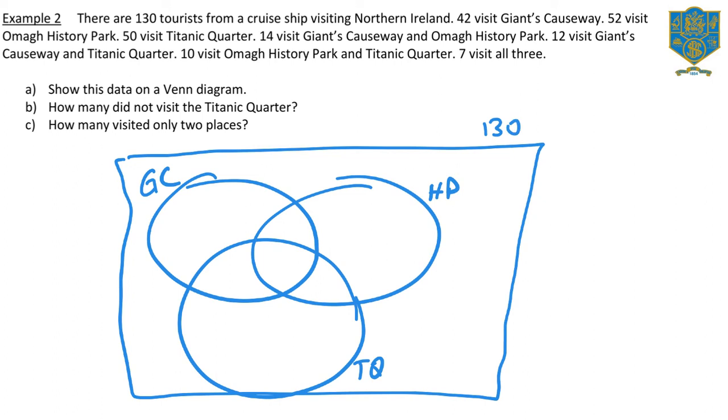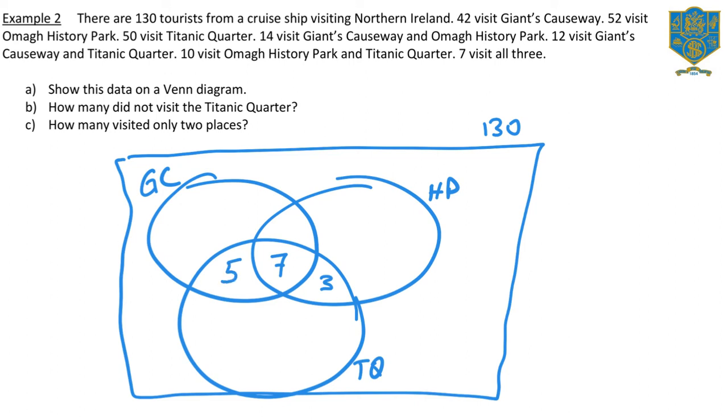We know that 7 visited all 3, so it's going to go in the overlap between all 3, which is there. Then working back, we know that 10 people visit the Omagh History Park and the Titanic Quarter. So the overlap between History Park and Titanic already has 7 in it. We need it to make up to 10. So we're going to put 3 in here. Then the next piece of information is 12 visit the Giant's Causeway and the Titanic. So the overlap between Giant's Causeway and Titanic is here. We've already got 7 already, which means we need to put 5 in here.